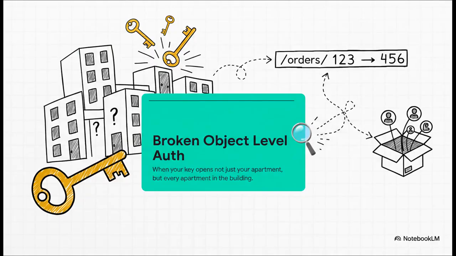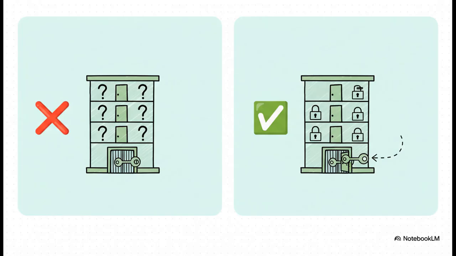The most common version of this flaw is called Broken Object Level Authorization, or BOLA. Imagine you have a digital key that lets you see your own order history. Well, with a BOLA vulnerability, an attacker can just tweak the order number in the web address, and suddenly your key doesn't just open your history, it opens everyone else's too. And what's so wild is how simple this mistake is.